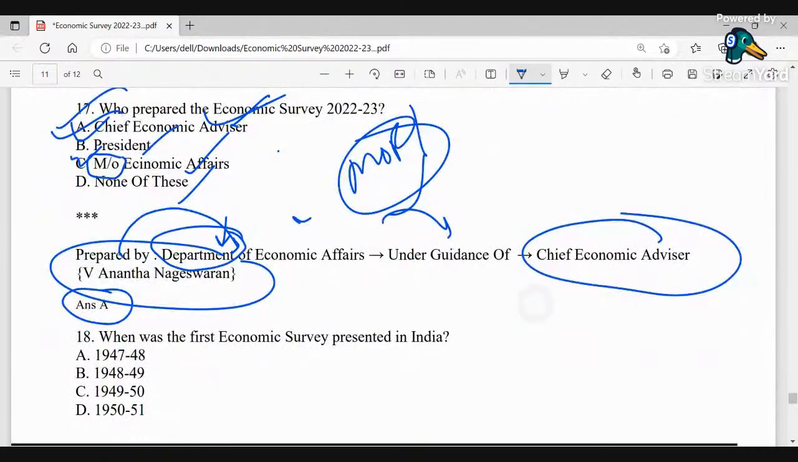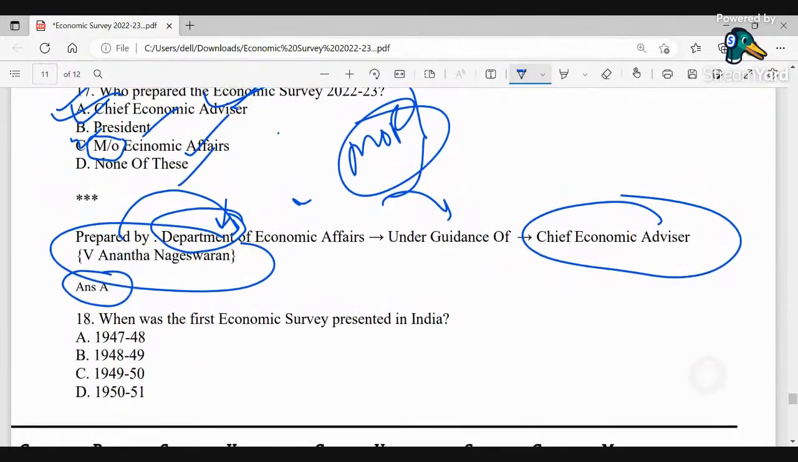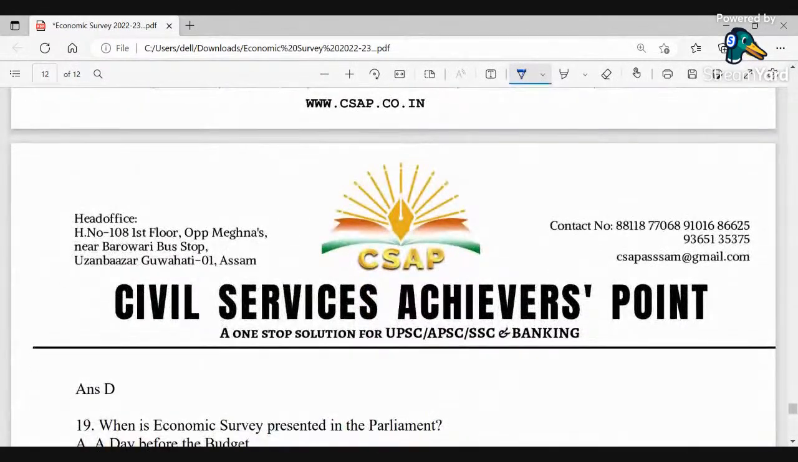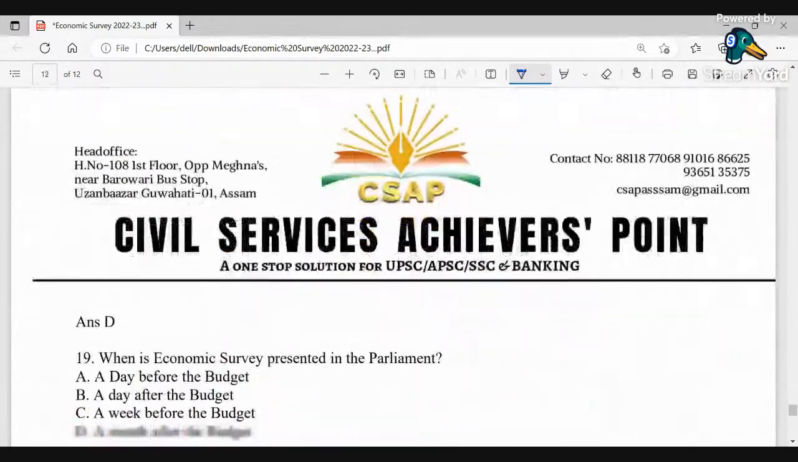Okay, next, when was the first economic survey presented in India? Does anyone know that? The options are 1947-48, 1948-49, 1949-50, 1950-51. Anyone who wants to attempt this question? Question 18: A, B, C, D. The first economic survey presented in India. This is a very static question. Okay, no one? Chalo, I will go with the answer. It is basically D, that is 1950-51. That was when the first economic survey was presented in independent India.